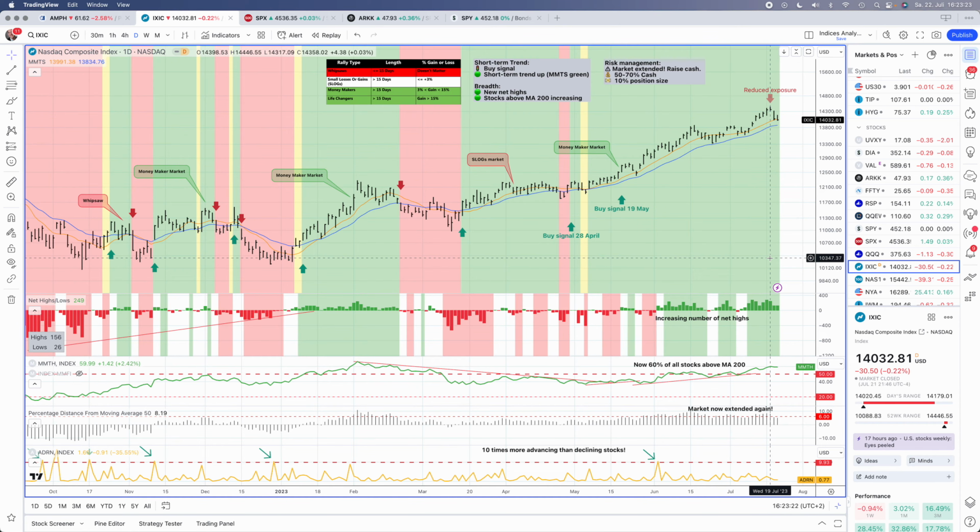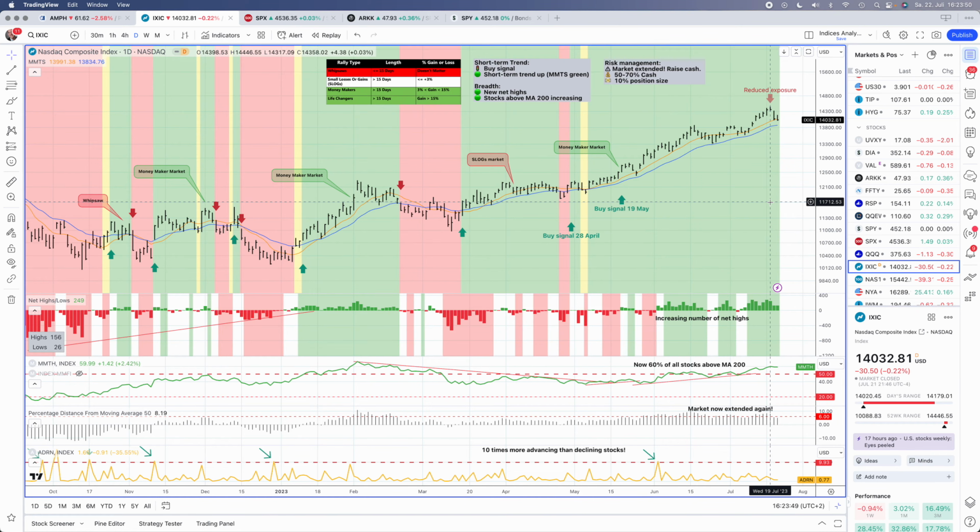There are always two types of extensions in the market. It's price, which is very easy. So you track, for example, the distance from the current price to the moving average 50. So in the case of the Nasdaq, it was at 8.2% on Wednesday, which is already an extended level because everything above 6% is extended for us.